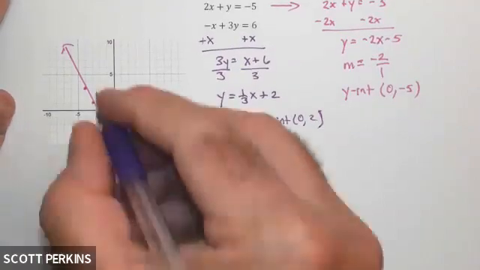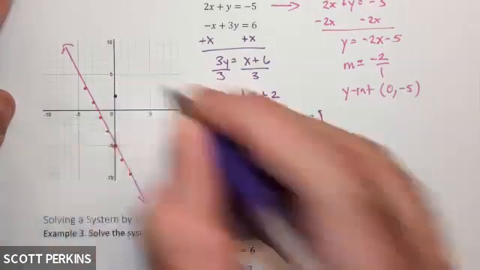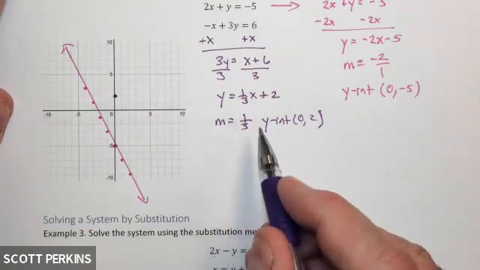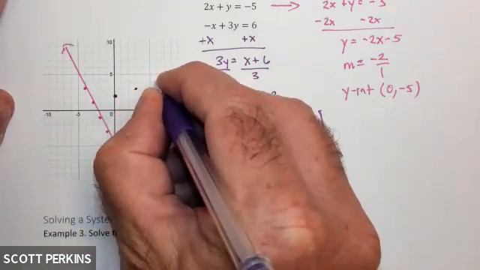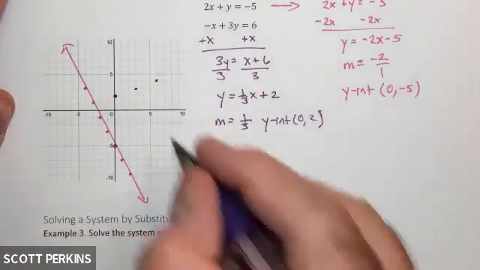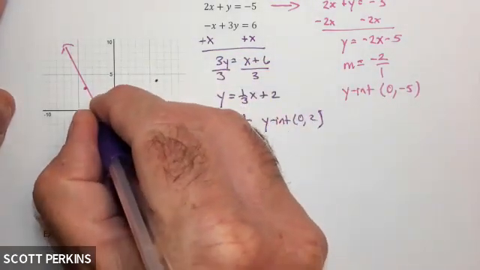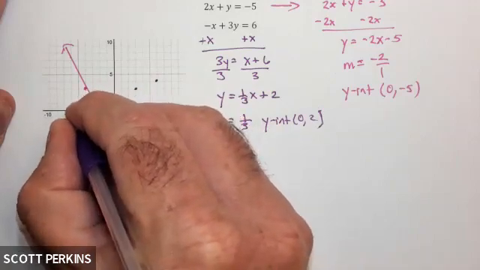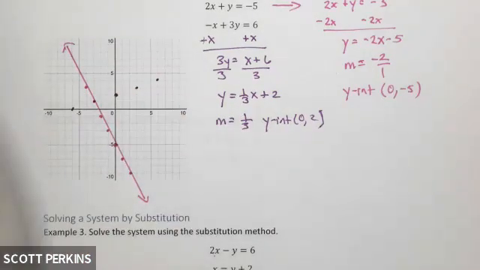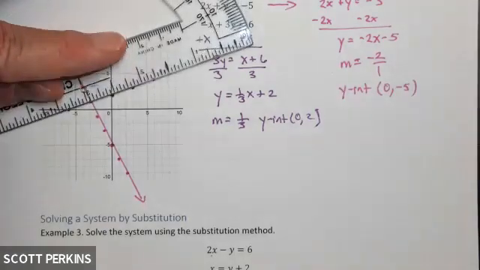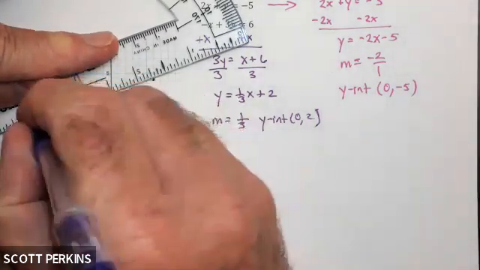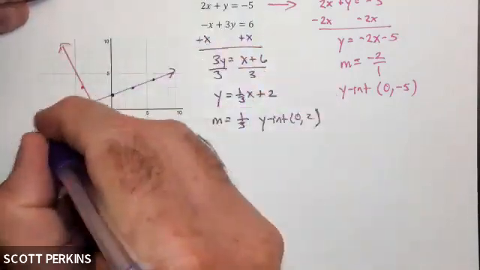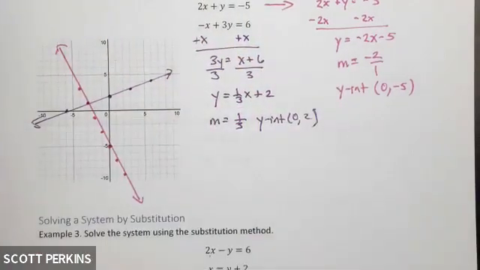So the y-intercept is 2, so there it is, up 2. 1/3 means up 1, right 3. So up 1, right 3, up 1, right 3. I could connect these dots, but let's just be certain. Down 1, left 3, down 1, left 3. Perfect. Connect the dots. Woohoo. And I see that those two do intersect.